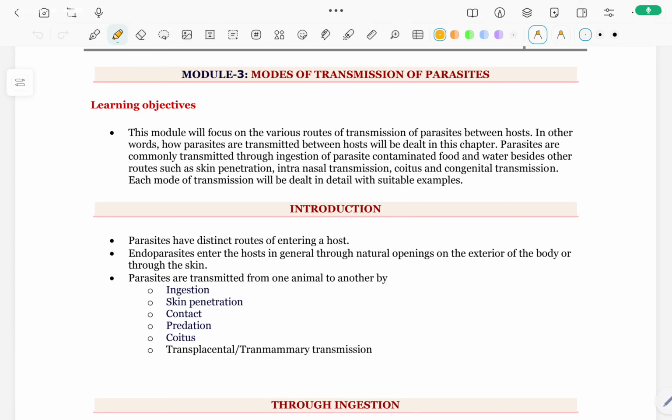Module 3, Mode of Transmission of Parasite. Learning objective.